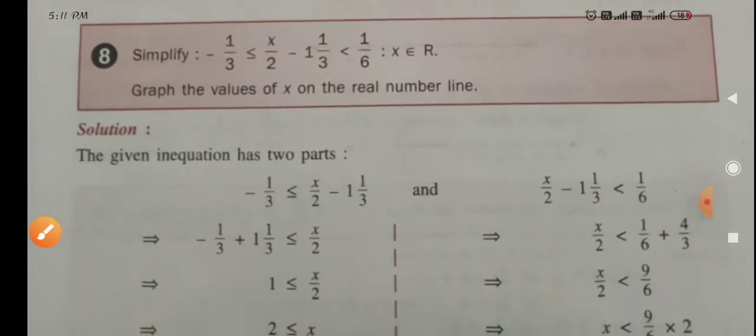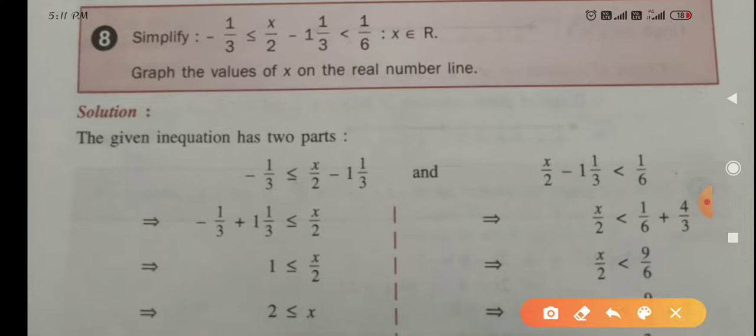This is example number 8. In this example you can see the same question is there. Here in fractions, numbers are given. You can see -1/3 is less than or equal to x/2 - 1 whole 1/3, which is less than 1/6, x belongs to real numbers. Graph the values of x on the real number line. Same question as the 7th one.